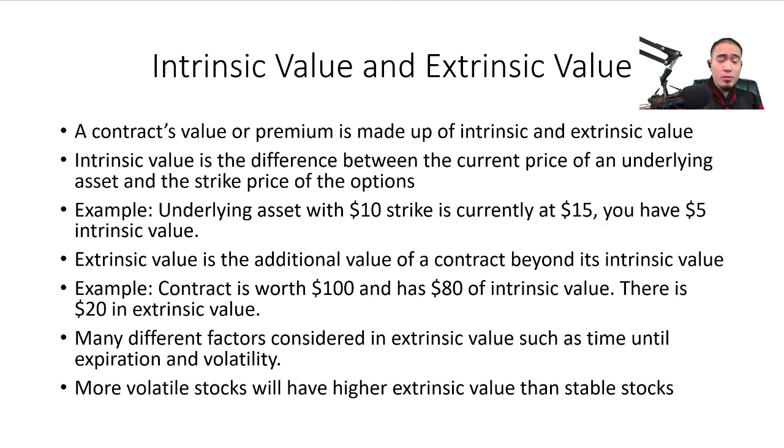Example, your options contract is worth $100 and has $80 of intrinsic value. Therefore, it has $20 of extrinsic value. 100 minus 80 equals 20. There are many different factors considered when determining extrinsic value, such as time until expiration and volatility. More volatile stocks will have higher extrinsic value than stable stocks.